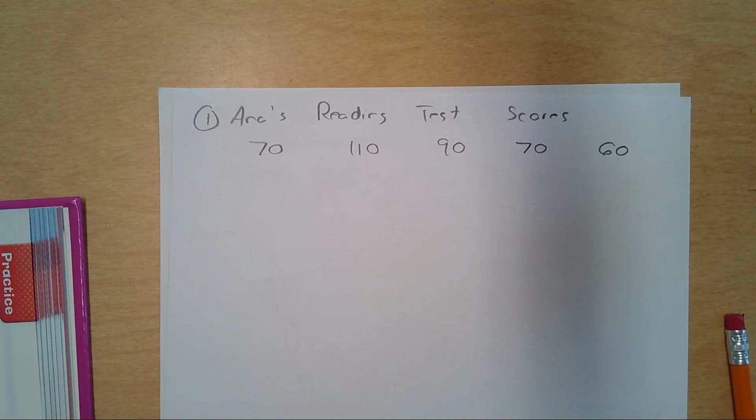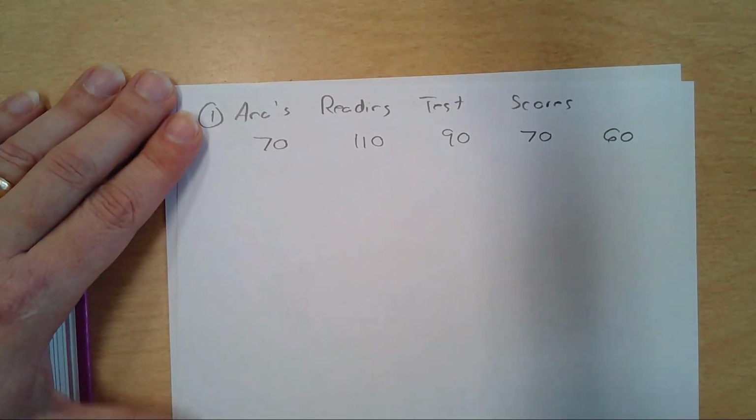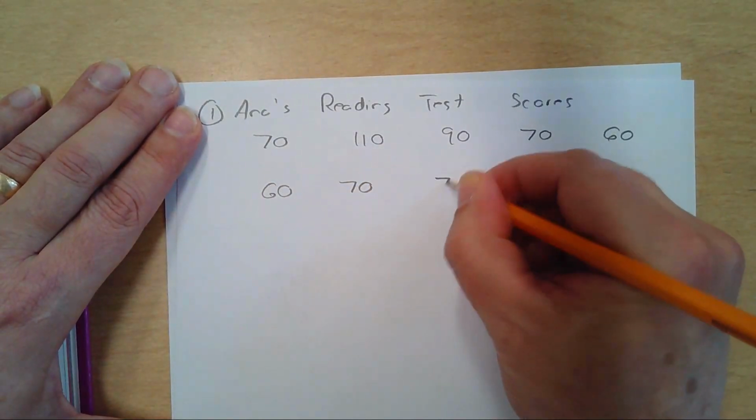So, if you were me, what would you do first? Write out the values from least to greatest. That's exactly what I would do first. You should rewrite your data in order from least to greatest first. So that's the first thing I'm going to do here.